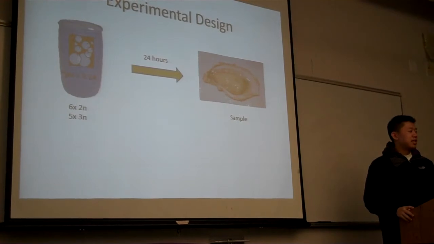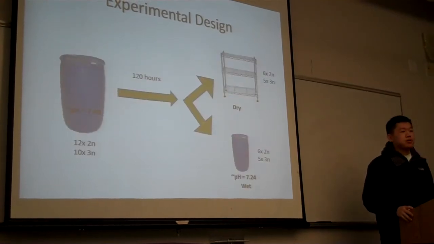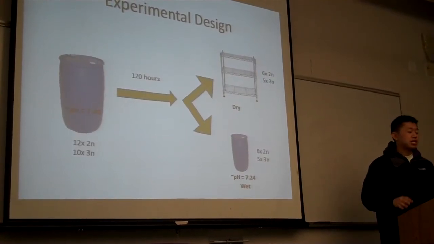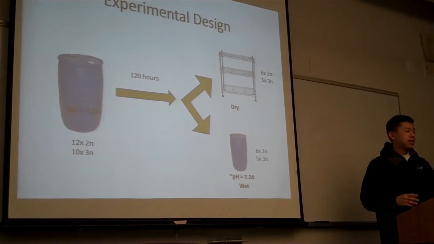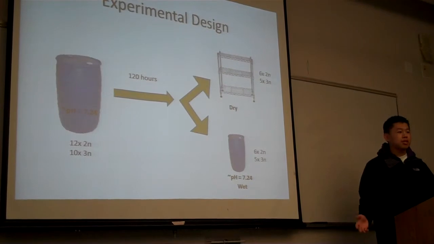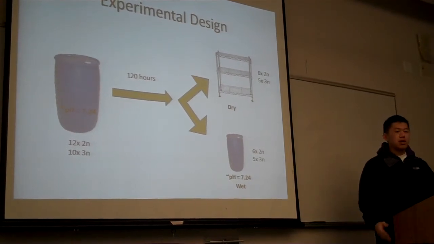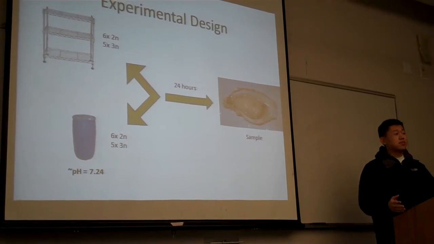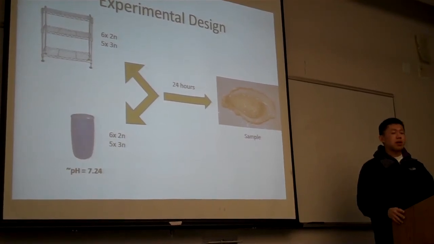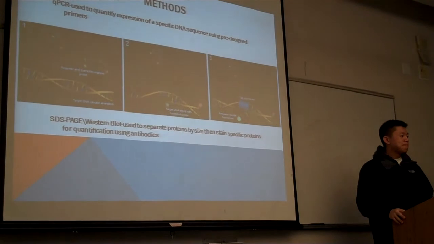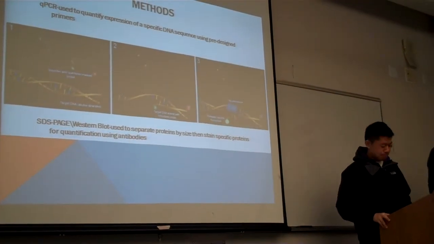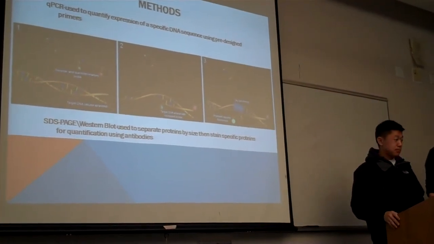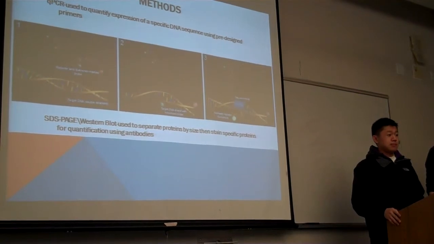In the control, after 120 hours, or 5 days, we split them up. So we had 6 diploids and 5 triploids in the dry condition, where we just took them out and put them on the shelf. The other ones remained in the wet control. After 24 hours, we sampled them, and we got 3 gill tissues and 1 mantle per individual. There are many methods used in analyzing the tissue we received.